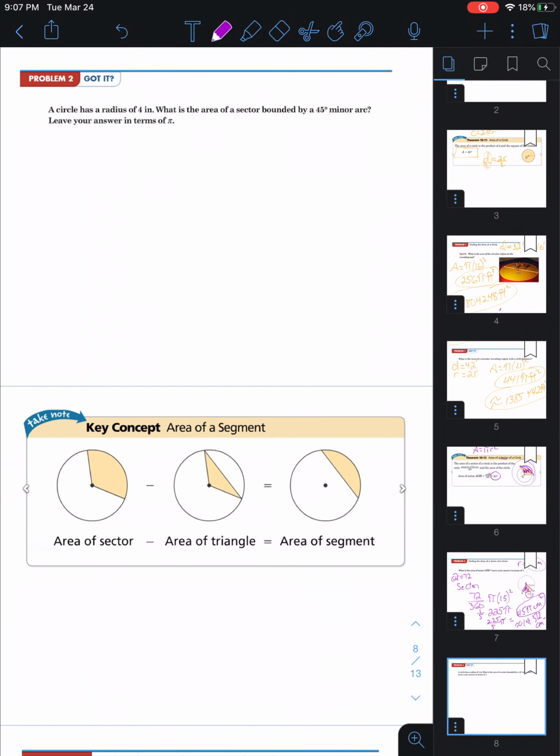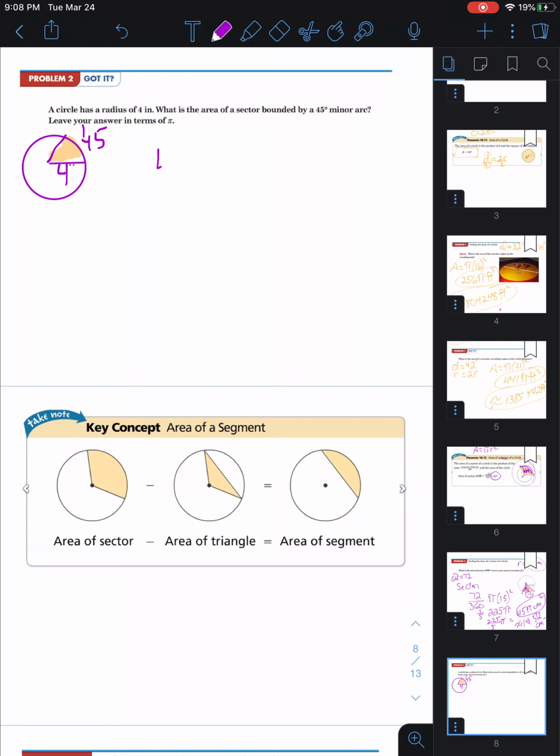A circle that has a radius of 4 inches. Well, let's draw a circle. And if I drew a radius from it and said that that radius was 4 inches. Let's go like this. And we said that that had a 45-degree minor arc. So we'll put 45 degrees out here. And they want to know, what's the sector in here?